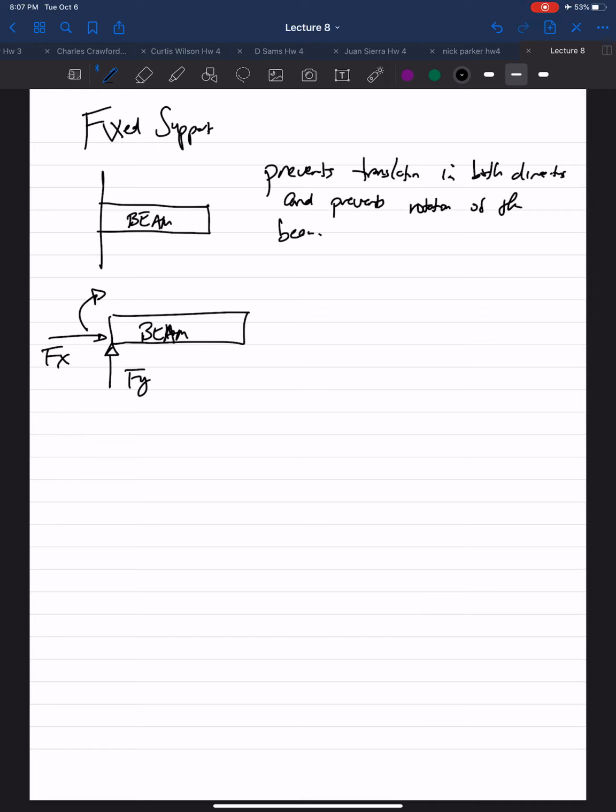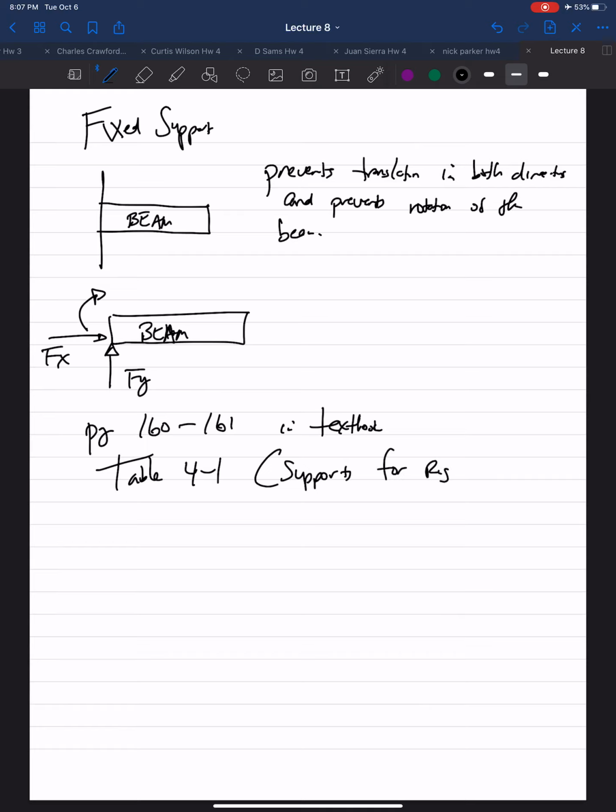perspective. Now, how do we know this? Well, pages 160 to 161 in the text, which is table 4-1, supports for rigid bodies in two-dimensional space. So we have cables, links, rollers, rockers, etc. So you have to become very familiar with this table, what it means, how it makes sense as we work through.